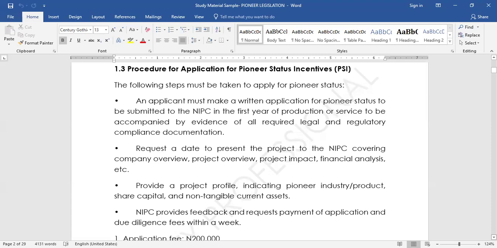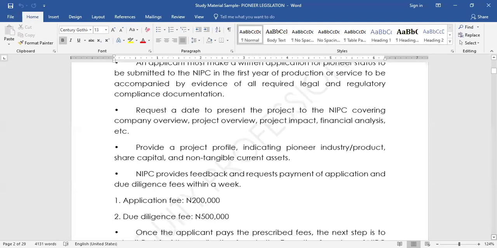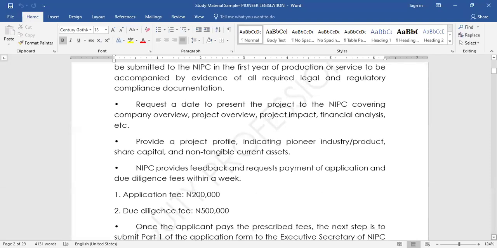If they approve your project, they will request you to make a payment of the application form and due diligence fees within a week. If your project is approved, you will make a payment of the application form and due diligence fees within a week of the approval. For the application form for a pioneer incentive, the application fee is 200,000. The due diligence fee is 500,000.